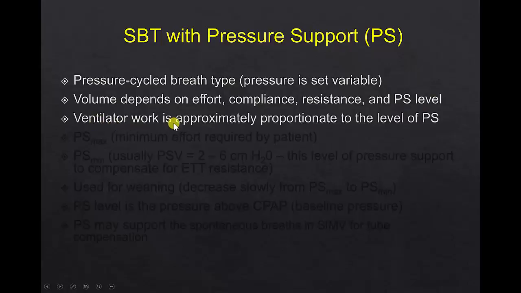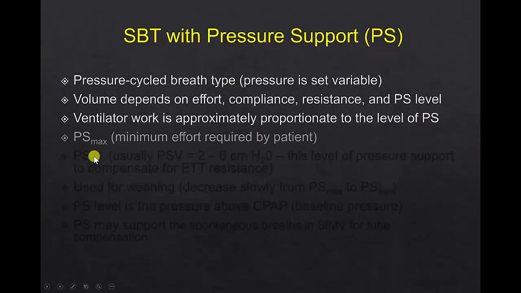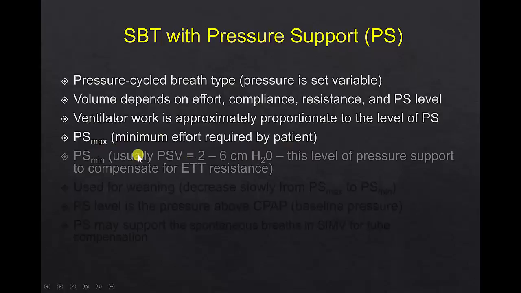The ventilator work is approximately proportionate to the level of pressure support. This isn't exact, but pretty close to say if you double the pressure support, you're probably approximately doubling the amount of work the ventilator is doing. There is a maximum pressure we can use, or what's called PS max, that's high enough that the patient does minimal effort. And on the contrary, there's a very low level of pressure support, usually between 2 and 6 centimeters of water, that compensates for tube resistance.